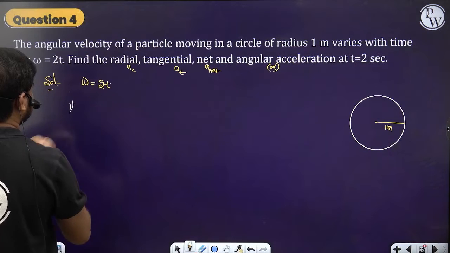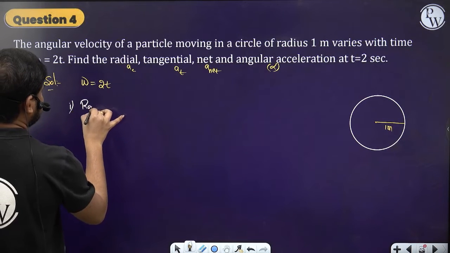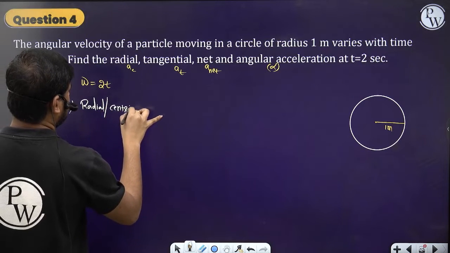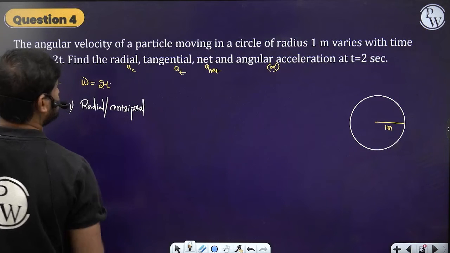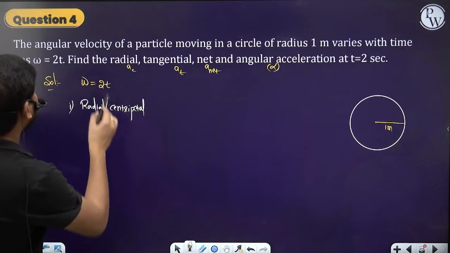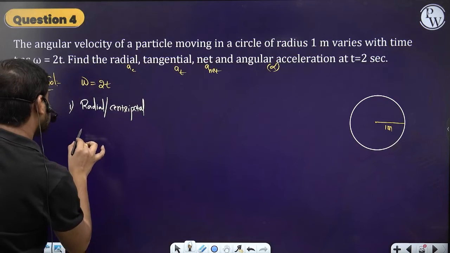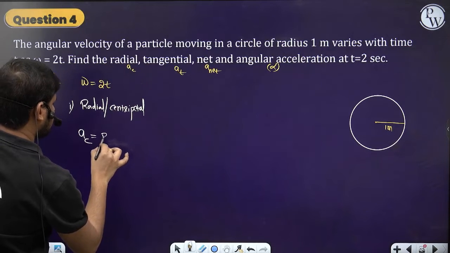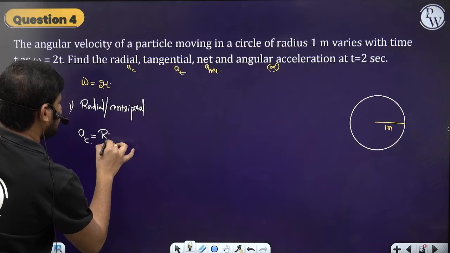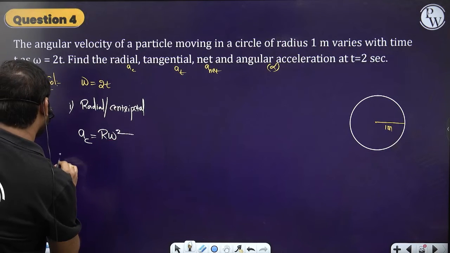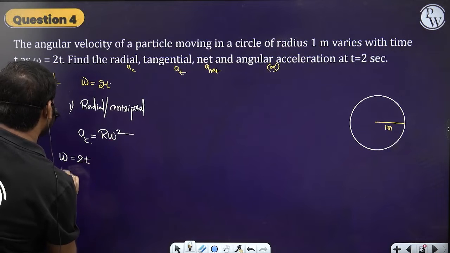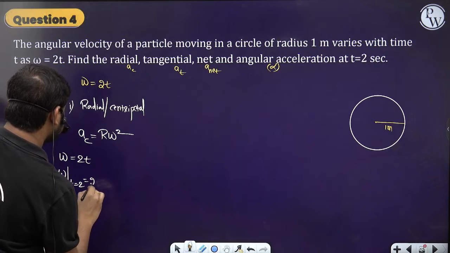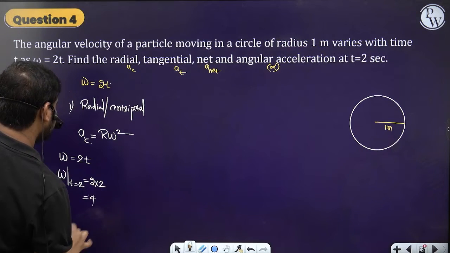The first one is the radial or centripetal acceleration. How do we find that? We know the radius and we know omega. So the centripetal acceleration in terms of r and omega is r omega square. Yes or no? We have omega equal to 2t, but we need it at t equal to 2 seconds. So omega at t equal to 2 seconds will be 2 into 2, which is 4 radian per second, right?